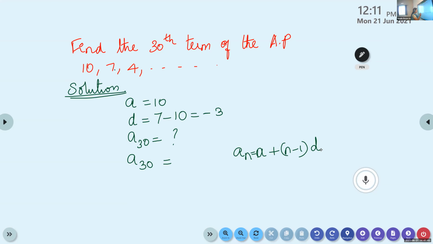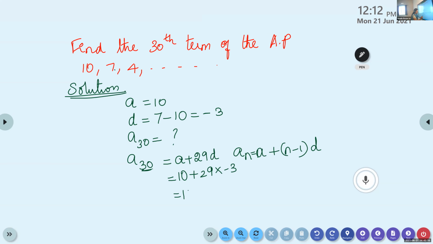What will be A30? 1 less than N. If N is 30, we should write N minus 1. So A plus 30 minus 1, that is 29D. A plus 29D, isn't it? Now substitute the values. A is 10 plus 29 into negative 3.